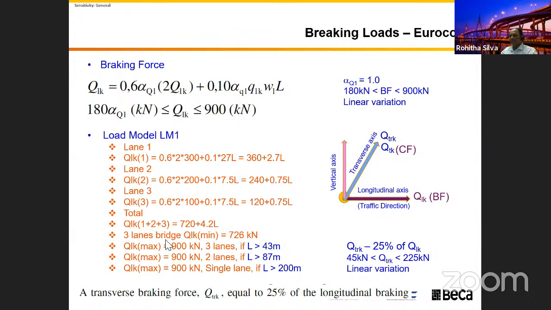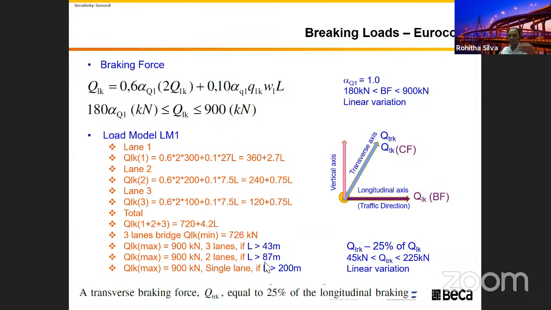Then the 3-lane bridge, right? Because your axle spacing is 1.2, that is the minimum length of the bridge. If you consider that, you get 726 minimum braking load on your bridge in this lane. The length is only 1.2 meter, right? That's the minimum you get. And if your bridge is more than 43 meters in this 3-lane bridge, you already reach the maximum. The code gives you 900 kilonewton.